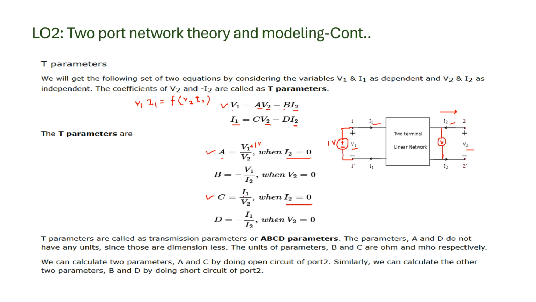Now let us come to C. You connect one ammeter at this point to get I1. So I1 divided by V2, where V2 we measured by voltmeter, will give you the C parameter. Similarly, B and D parameters can be found by short circuiting the output port. So these are called ABCD parameters, or also transmission parameters.